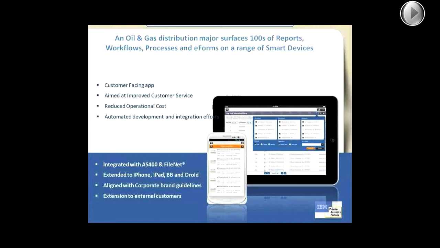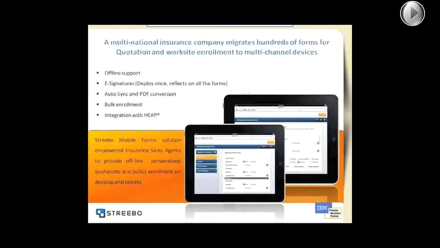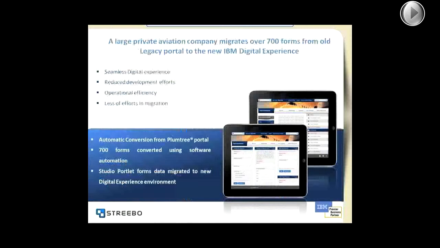My last example here is from an aviation company. They were again trying to migrate over 700 forms from their legacy portal, in this case Plumtree. And the idea was to bring these hundreds of forms into the new digital experience. Again, with traditional manual coding techniques, we saw that the cost was very, very high. Instead, we leveraged software automation. The idea was to auto-migrate the studio portlets into the new IBM Digital Experience Suite.